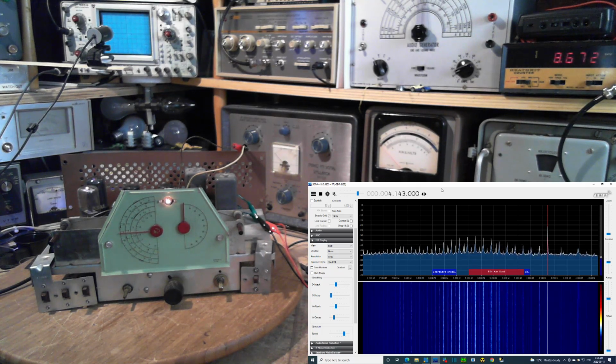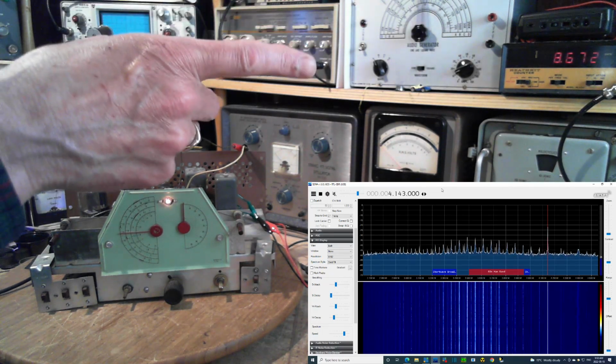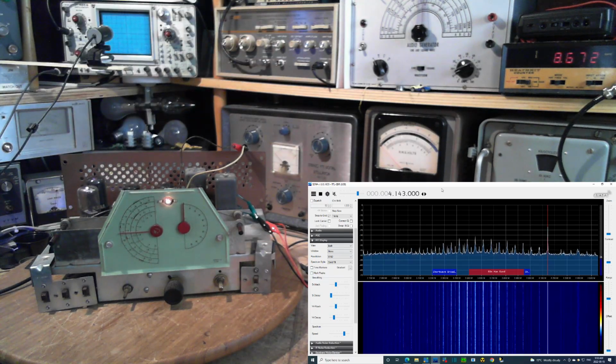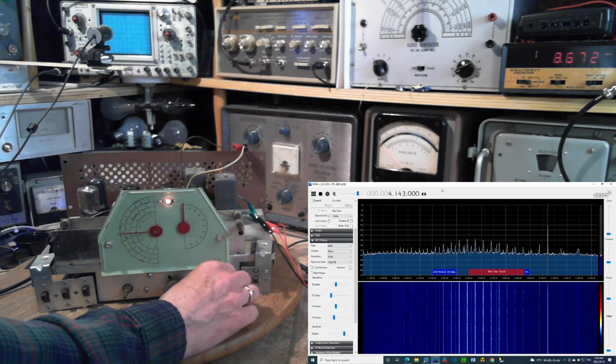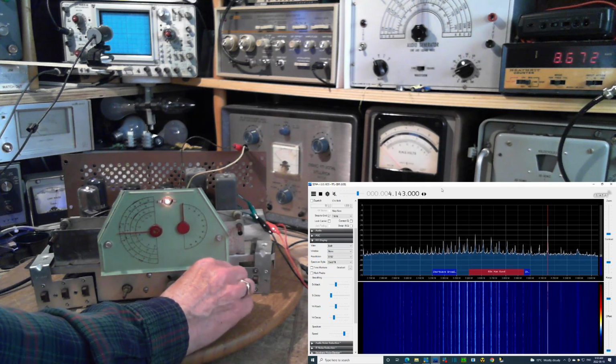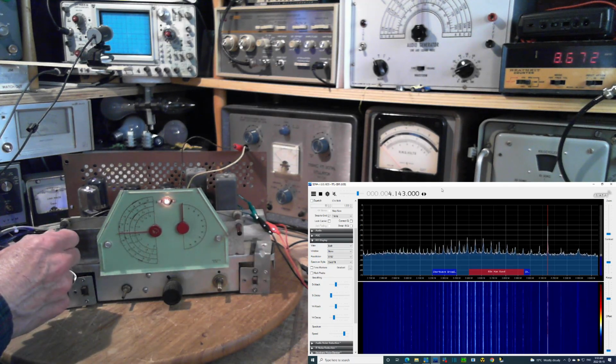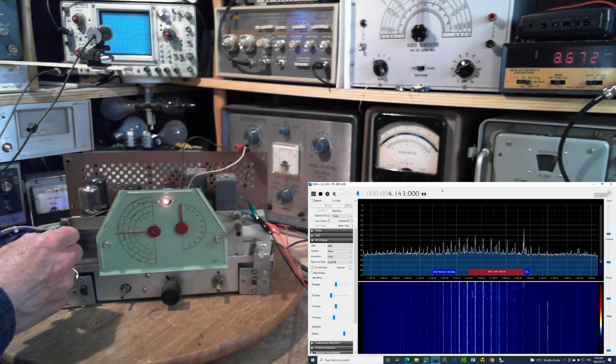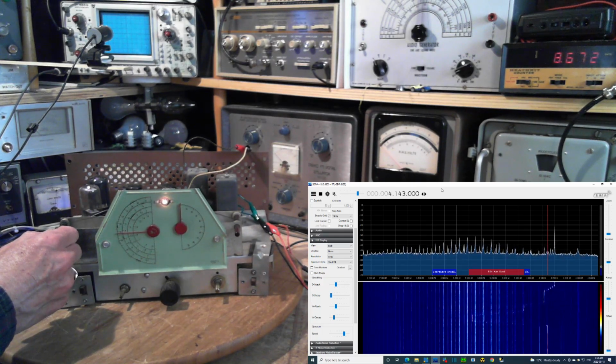This is roughly exactly 4.143. Now, if you double that, you get 8.28. Oh, that's right. This is the local oscillator. Or is it? Is this a local oscillator, or is this my signal generator? Good question. I think it's a local oscillator. So I'm going to adjust that with the tuning knob. Well, sure enough, there it is. Wait a minute. There's something weird going on here. This is definitely weird.